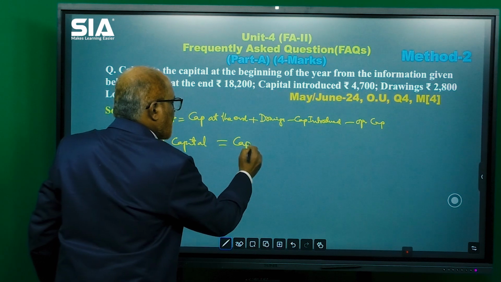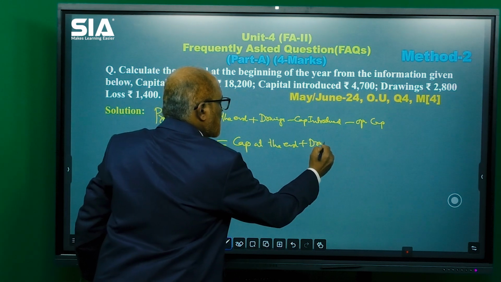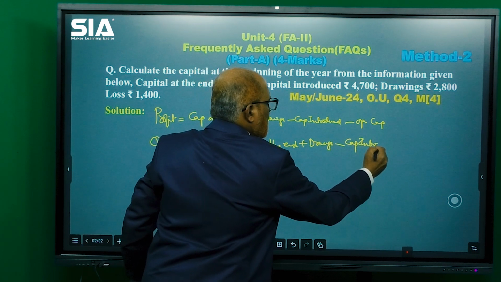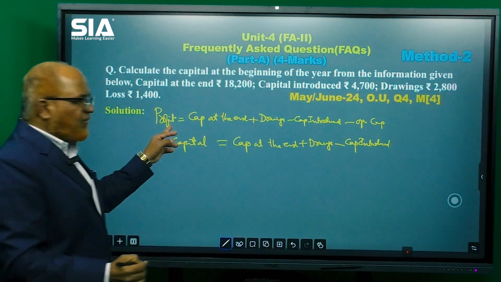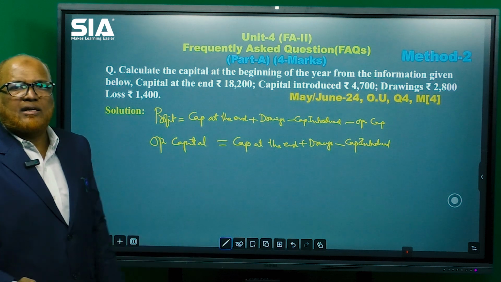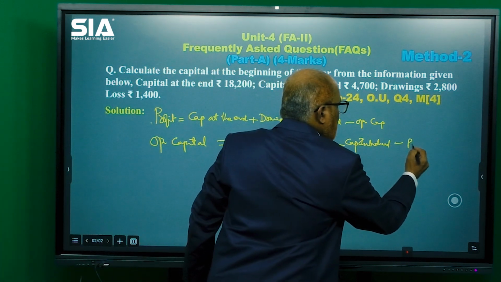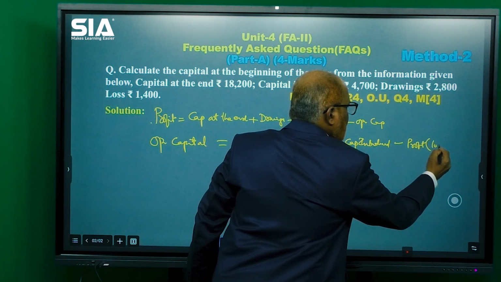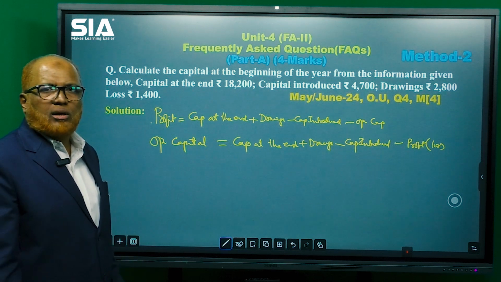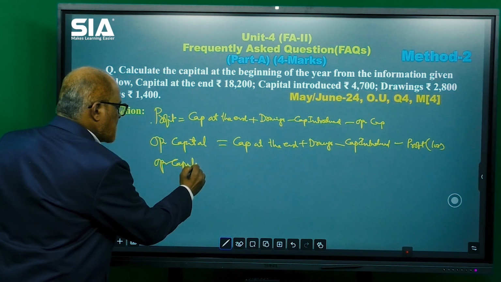So capital at the end plus drawings minus capital introduced. Now earlier profit was there on the left hand side. Now I'm taking profit on the right hand side. So this positive plus profit will become negative profit. But here we have a loss. Instead of profit, we have a loss, right? Negative profit. Negative profit is called loss. So here opening capital we need to calculate, right?